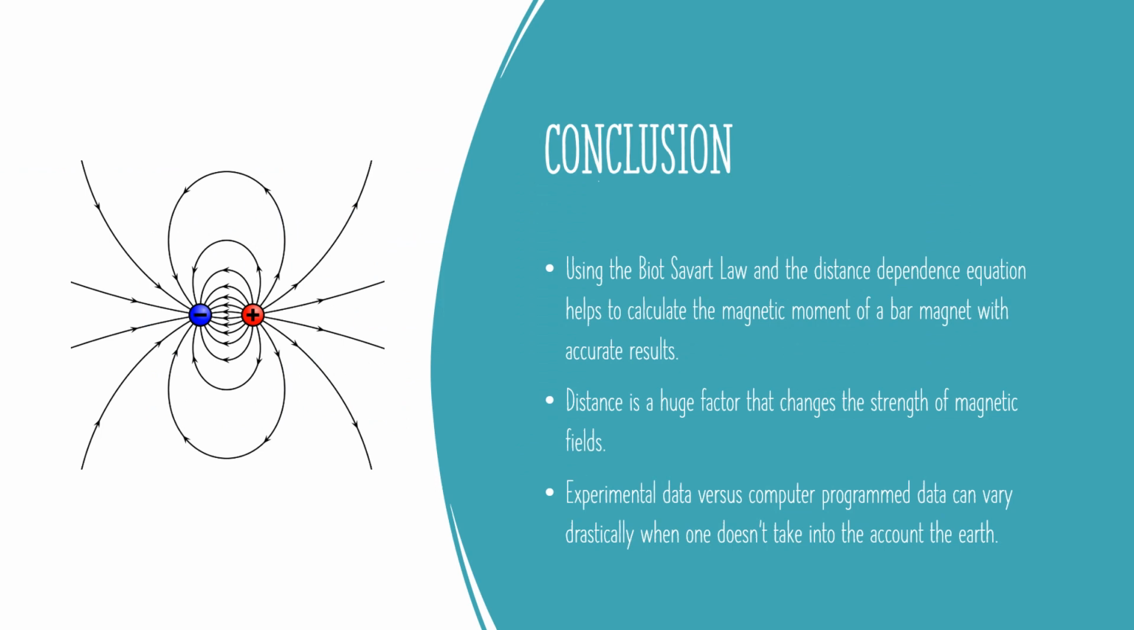Conclusion. Using the Biot-Savart law and the distance dependence equation helps to calculate the magnetic moment of a bar magnet with accurate results. Distance is a huge factor that changes the strength of magnetic fields, and experimental data versus computer program data can vary drastically when one doesn't take into account the Earth.